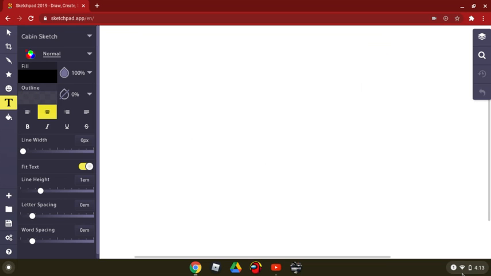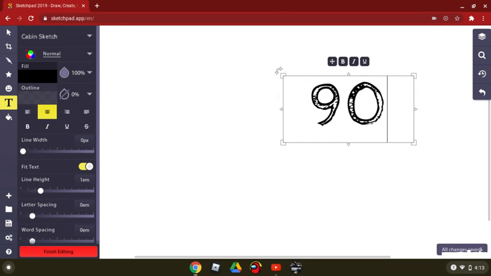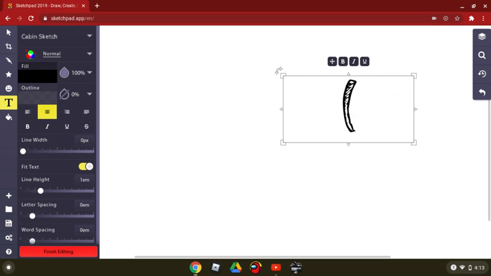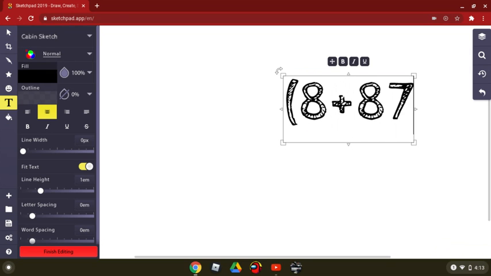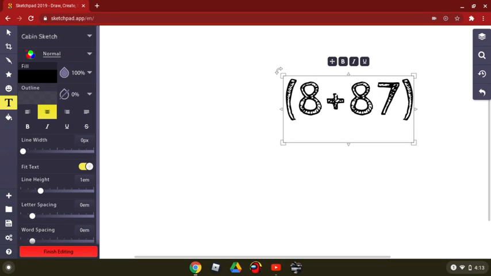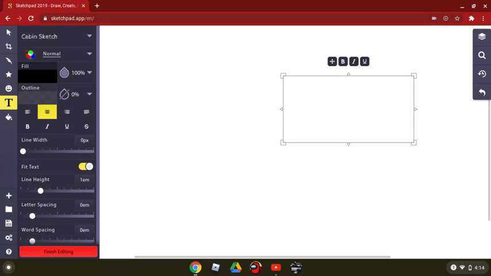P is for parentheses. So parentheses look like this. Those are parentheses, but usually there'll be a number inside the parentheses with an expression like 8 plus 87 in the parentheses. That's what parentheses are. Exponents, on the other hand, is a number.